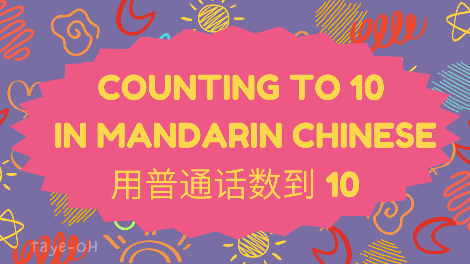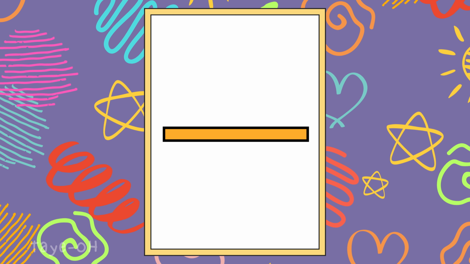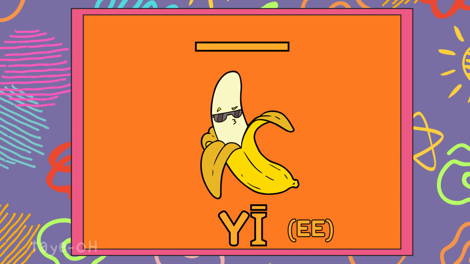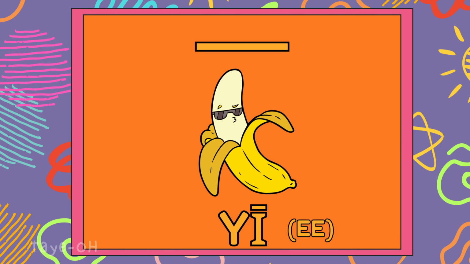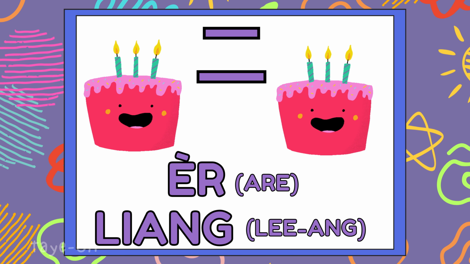用具糖果数到 10. Counting to 10 in Mandarin Chinese. 一根香蕉 1 banana. 两个蛋糕 2 cakes. R is used in numbers when counting to 10, giving out a phone number, and so on. Liang is used to say there are 2 of something.